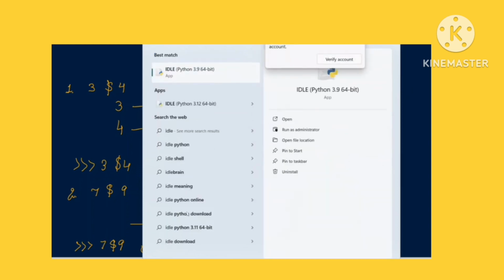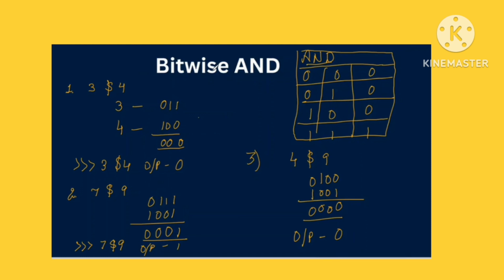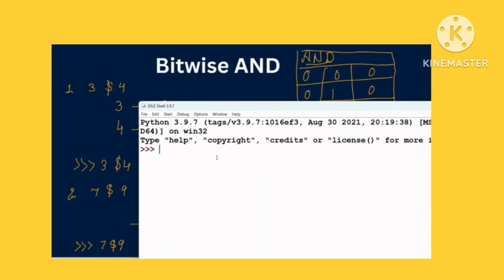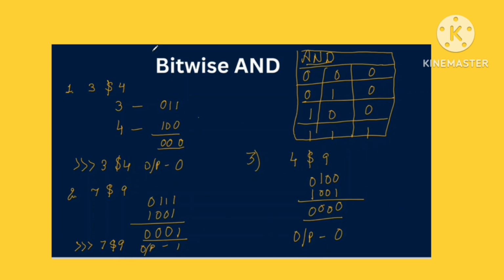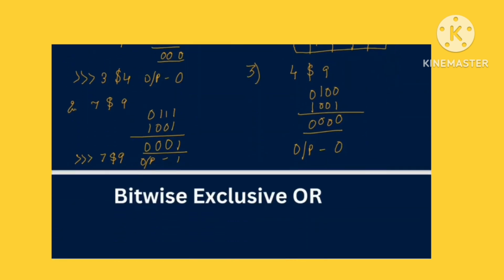Now we will see the practical part also. The same questions we will try using IDLE. 3 and 4, it will give 0. Next is 7 and 9. Already we have seen that in binary we can write 7 as 0 1 1 1 and 9 as 1 0 0 1. Then we use the AND, so you will get the same output as 1. Next, 4 and 9, it will give 0. So the same explanation we have seen using IDLE.